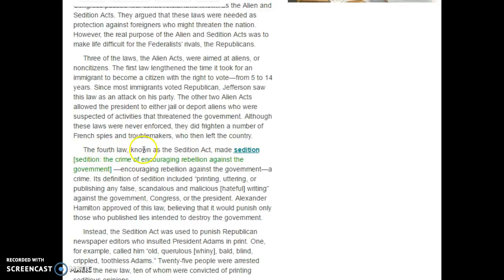The 4th law, known as the Sedition Act, made sedition, encouraging rebellion against the government, a crime. Its definition of sedition included printing, uttering, or publishing any false, scandalous, and malicious or hateful writing against the government, Congress, or the president. Alexander Hamilton approved of this law, believing that it would punish only those who published lies intended to destroy the government.